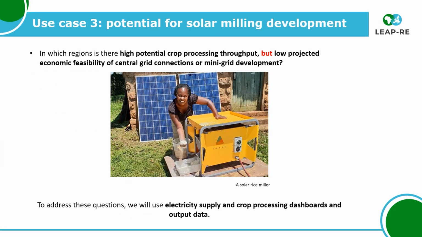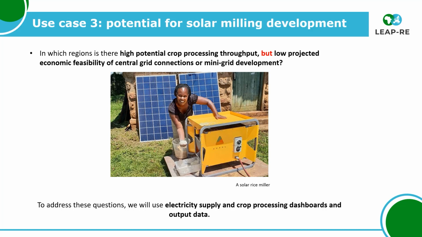To answer this general question, we can disaggregate the question into a set of sub-questions, and the most important one is whether there are high potential crop processing throughput, but at the same time low projected economic feasibility of central grid connection or mini-grid development regions. So regions where we definitely see a potential for crop processing. However, we don't find it to be very much economically feasible according to the electrification model to bring the central grid there or to develop a mini-grid.